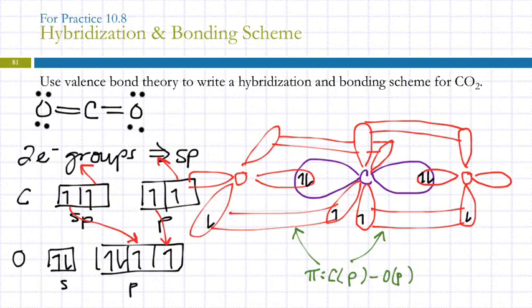And then we've got one other type of bond. That's this one, which is the same as this one. What kind of a bond is that? It's a sigma bond, again between carbon and oxygen. What orbital on carbon is involved? sp. It's the hybrid orbital. And on oxygen, p. Okay?